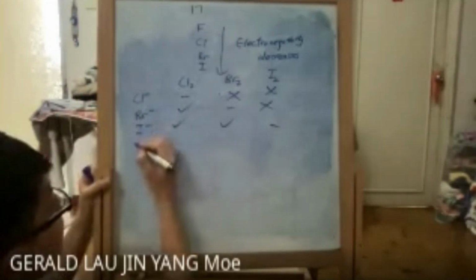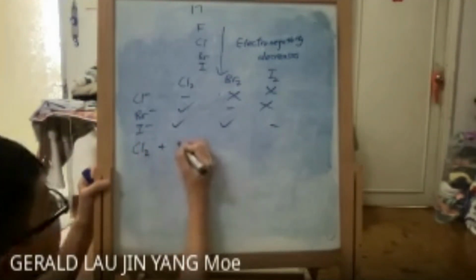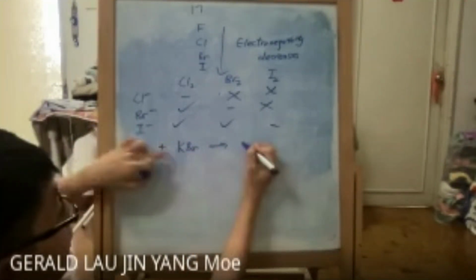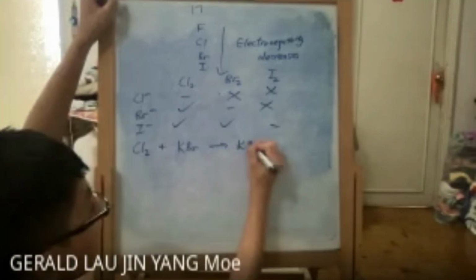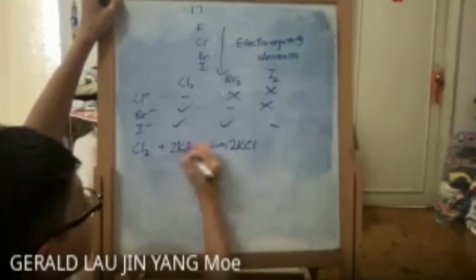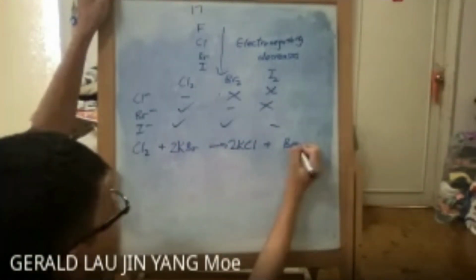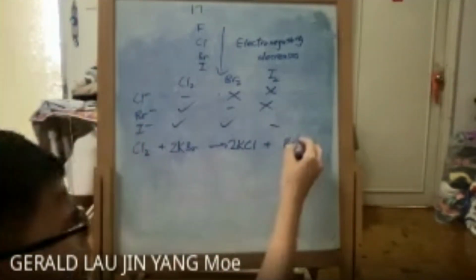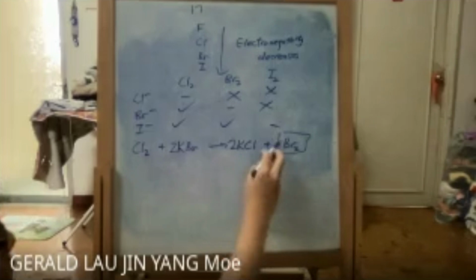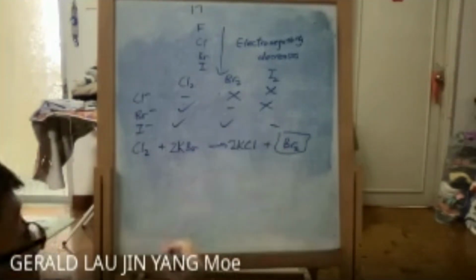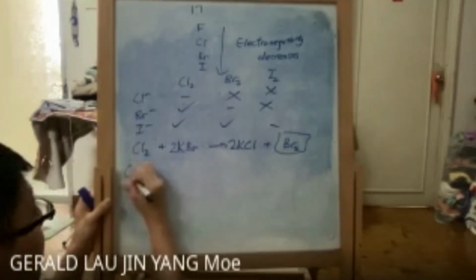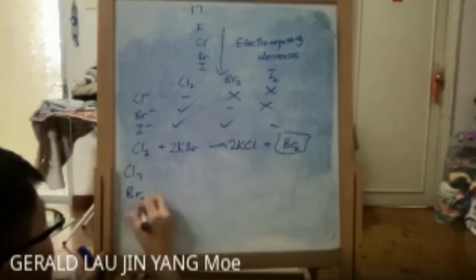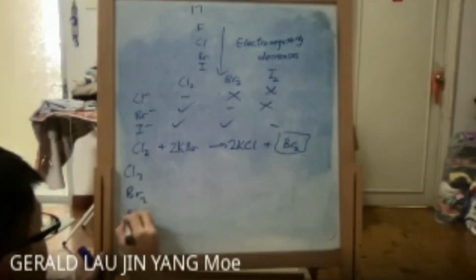For example, chlorine can displace bromide, so you get potassium chloride and liquid bromine inside. So this one will be produced. Understand? And iodine.